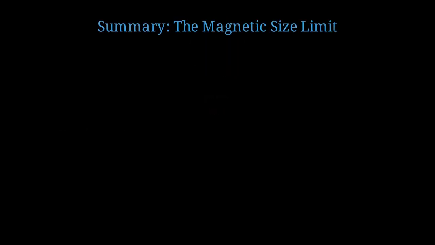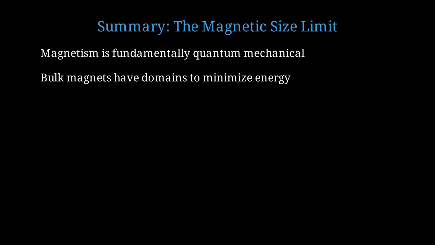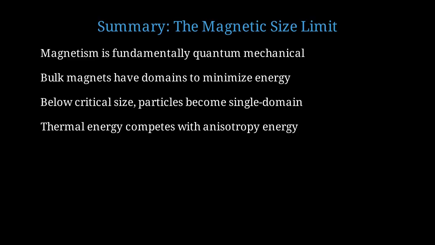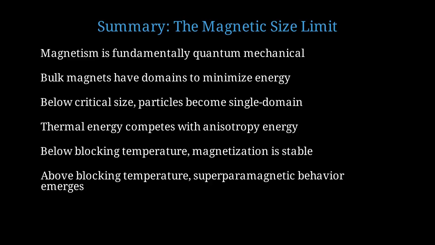Let's summarize the key points about the magnetic size limit. First, magnetism originates from quantum mechanical electron spins in atoms. Bulk magnets form multiple domains to minimize their total magnetic energy. Below a critical size of tens of nanometers, particles cannot support domain walls and become single domain. At small sizes, thermal energy becomes comparable to the anisotropy energy barrier. Below the blocking temperature, magnetization remains stable in one direction. Above the blocking temperature, the particle enters the super-paramagnetic regime, with rapidly fluctuating magnetization.